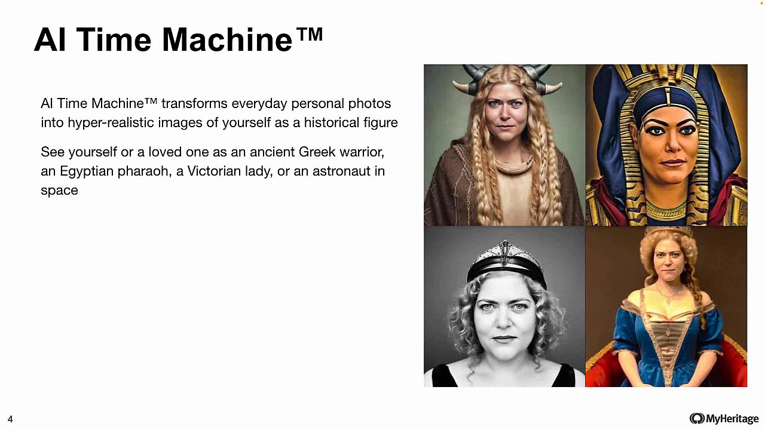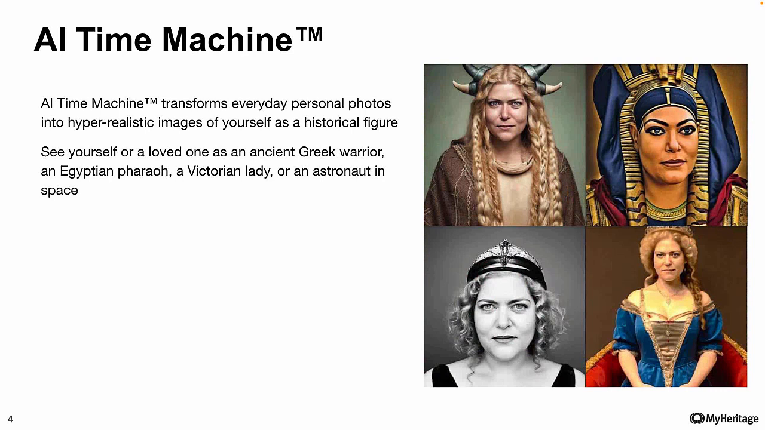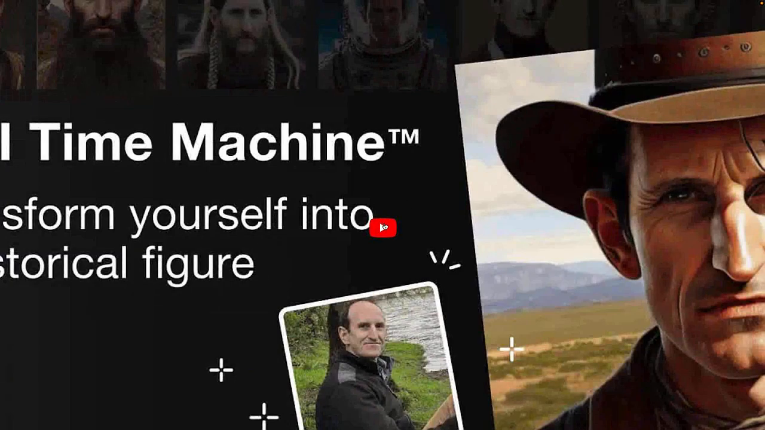So as you may know, over the past 3 years, MyHeritage has launched a suite of features that leverage artificial intelligence, what we call AI, to bring historical photos to life. AI Time Machine is a new twist on this theme, inviting you to travel to the past and see yourself as you might have looked at the time of your ancestors. Basically, it allows you to see yourself or a loved one as an ancient Greek warrior, an Egyptian pharaoh, a Victorian lady, or an astronaut, as you can see in these examples, and soon we'll see how we can do that. So we'll start maybe with a short video that showcases this feature really nicely in about 30 seconds. I'll hit the play button.